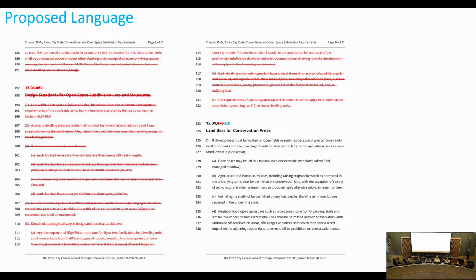But we're taking that out, aren't we? I mean, doesn't this basically say conservation easements aren't a thing in a subdivision anymore? It's on page 15 of the packet. Oh, yeah. Conservation areas, land uses for conservation. You're right. No, it's still in there.